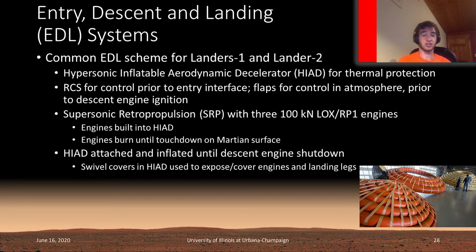Once the engines ignite, supersonic retropropulsion is used with 300 kilonewton LOX RP1 engines. These engines, in addition to slowing down the vehicle, also gimbal to provide control. These engines are built into the HIAD themselves and burn until the vehicles touch down onto the Martian surface. The HIAD remains attached and inflated until descent engine shutdown, after which it deflates. In addition, the HIAD also has swivel covers built into it to expose or cover the engines and landing legs. This allows for the engines to be turned off and turned on multiple times if needed.